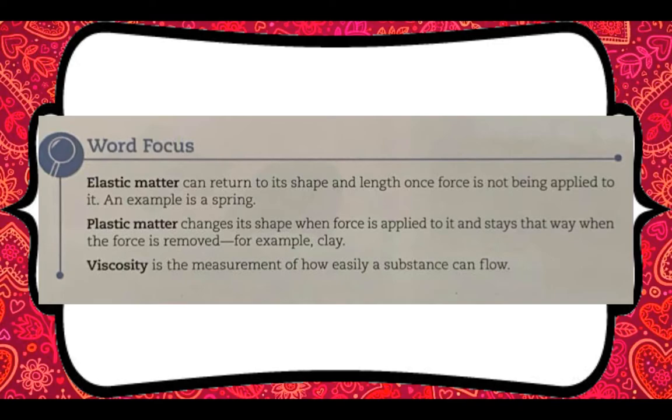Elastic matter can return to its shape and length once force is not being applied to it. An example is a spring. Plastic matter changes its shape when force is applied to it and stays that way when the force is removed, for example clay. Viscosity is the measurement of how easily a substance can flow.